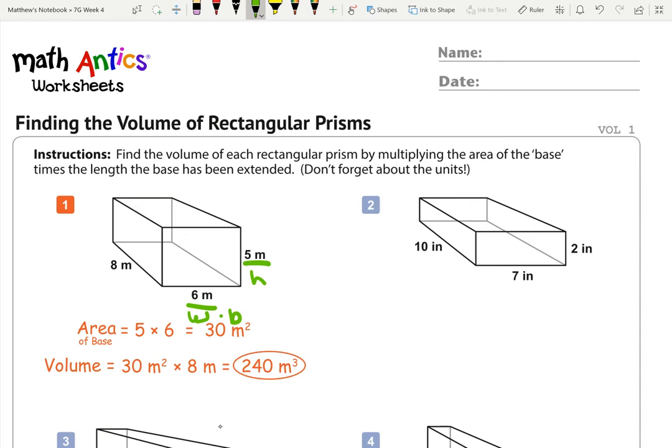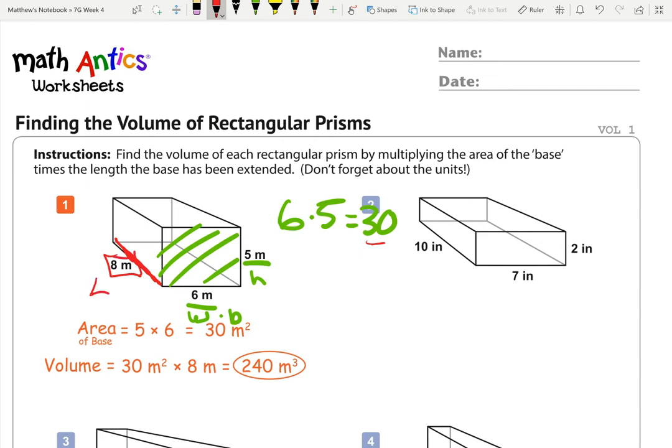So if we do that, we're going to have 6 times 5, and that's going to give us the surface area of this one rectangle in front here, which is 30. And then we have to take that measurement of 30, our surface area, and multiply it by how long it is. All right, so we take our length and multiply it by our width times our height, which we already did and we found it was 30.